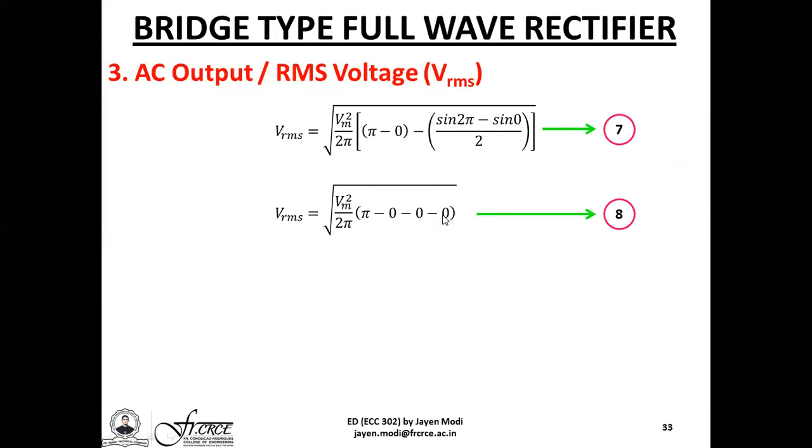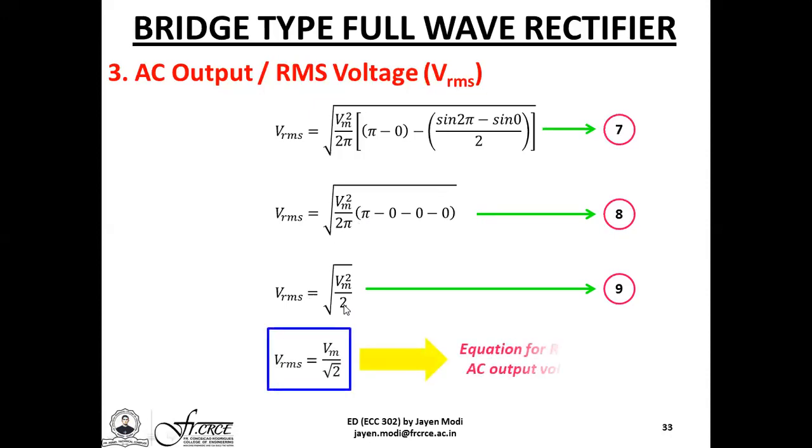So equation number 9 gives us, with both pi terms cancelling out, VRMS is equal to square root of Vm square upon 2. Since Vm is a constant, being the maximum or the peak value, and 2 is again a constant term, the RMS value finally settles down to VRMS is equal to Vm divided by root 2, which is nothing but the RMS value of the AC component or the AC output voltage present in the rectified output signal.